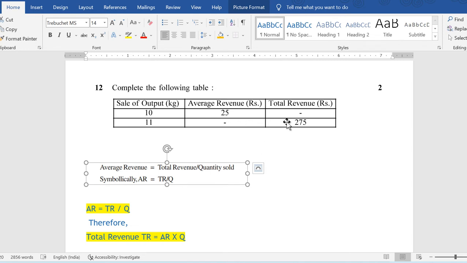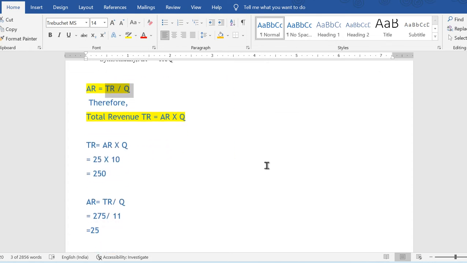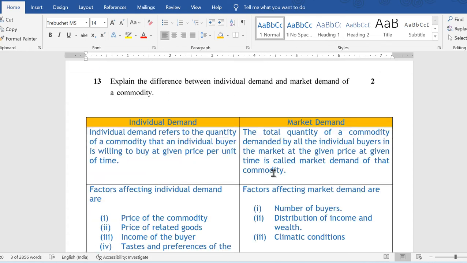In the second row of data, the total revenue is 275 rupees for 11 kgs of output. To calculate the average revenue, the formula is total revenue divided by quantity. That becomes 275 divided by 11, which is also equal to 25. This is the completed table. The next question, question number 13.